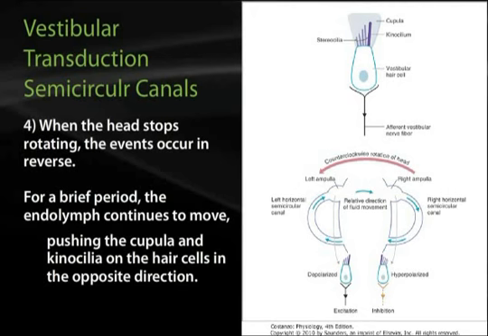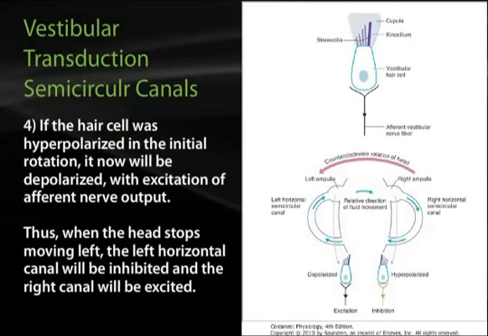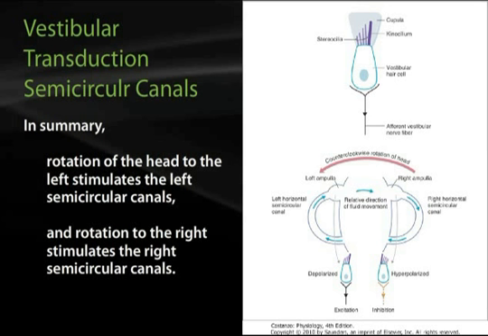When the head stops rotating, the events occur in reverse. For a brief period, the endolymph continues to move, pushing the cupula and kinocilia on the hair cells in the opposite direction. Thus, if the hair cell was depolarized in the initial rotation, it now will be hyperpolarized with inhibition of afferent nerve output. If the hair cell was hyperpolarized in the initial rotation, it now will be depolarized with the excitation of afferent nerve input. Thus, when the head stops moving left, the left horizontal canal will be inhibited and the right canal will be excited. In summary, rotation of the head to the left stimulates the left semicircular canals, and rotation to the right stimulates the right semicircular canals.